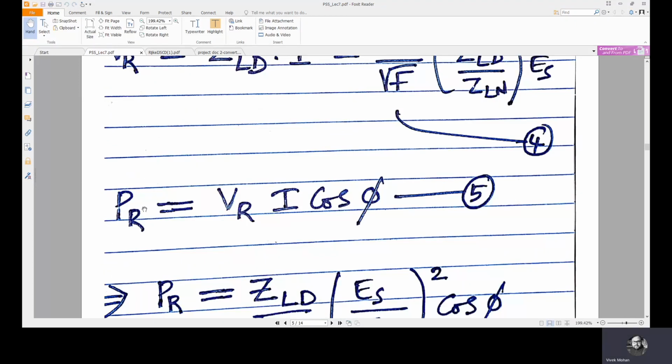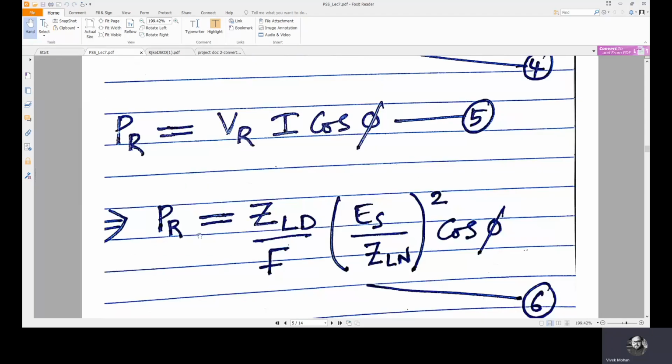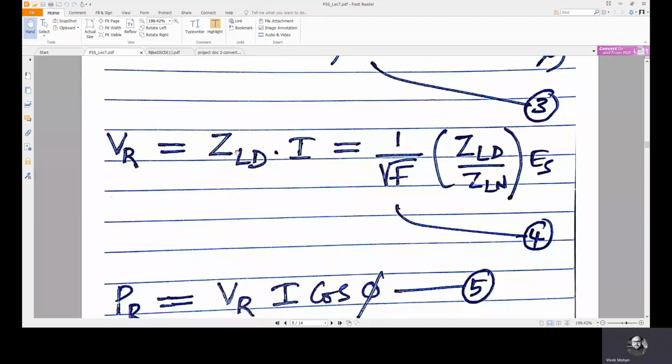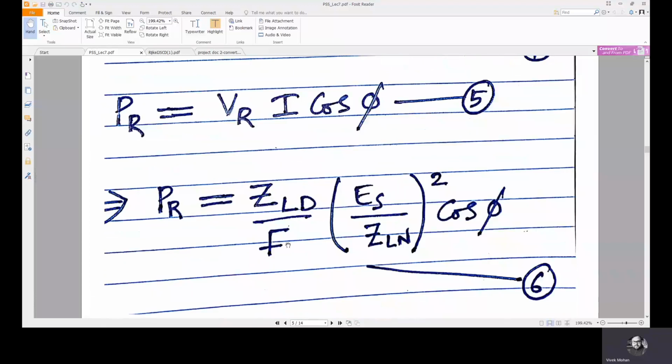Now, what is active power at the receiving end? PR equals VR into I cos phi. That is PR equals ZLD by F. See here, we know that VR equals 1 by root F into ZLD by ZLN into ES. So we are going to substitute it there. Here ZLD by F into ES by ZLN the whole squared into cos phi. This is what is PR. So basically ZLD by F into ES by ZLN the whole squared is VR into I, into cos phi. This cos phi is here itself, here also.